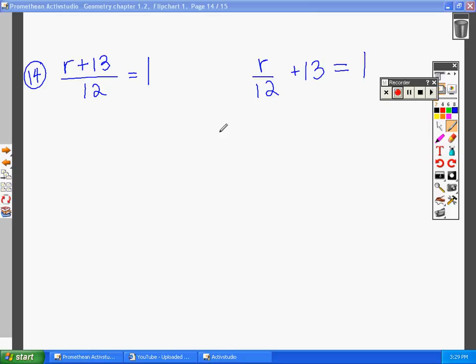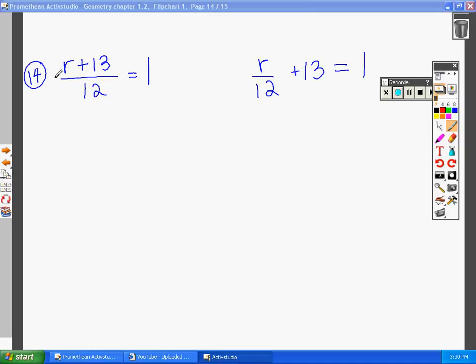If you're looking at these two equations, you could certainly see that there's a difference between them. In this one, the whole r plus 13 is being divided by 12. And in this one, the r is the only thing being divided by 12. You still have the plus 13, but the 12 is only under the r. So I want to show you how to do these problems differently.